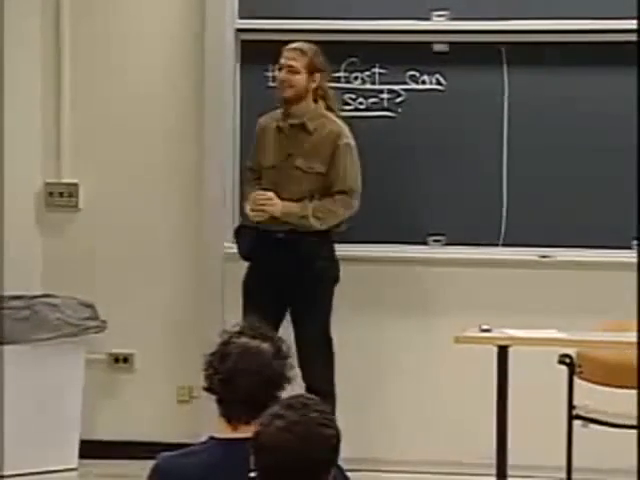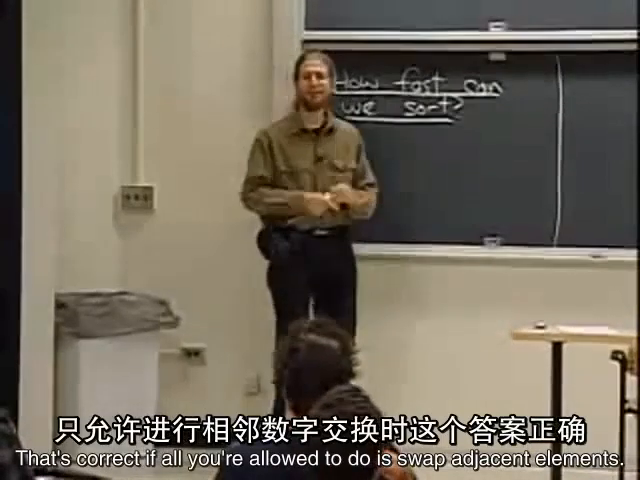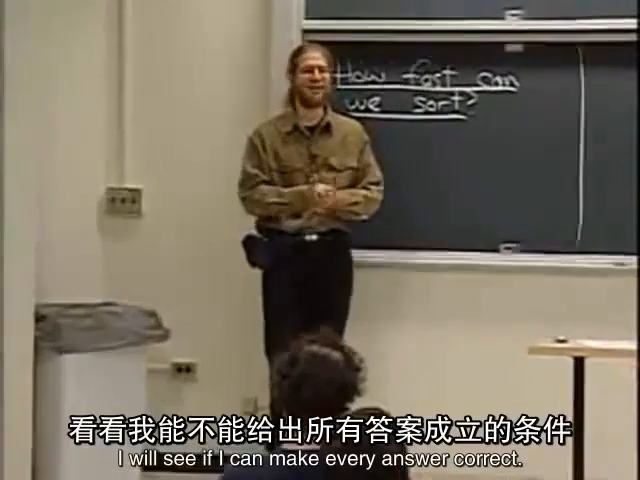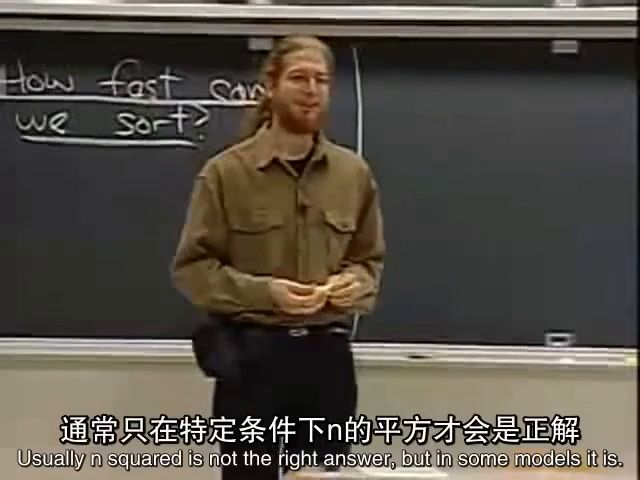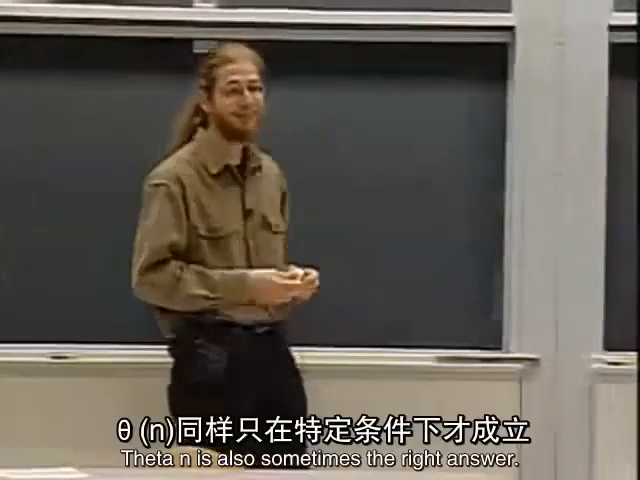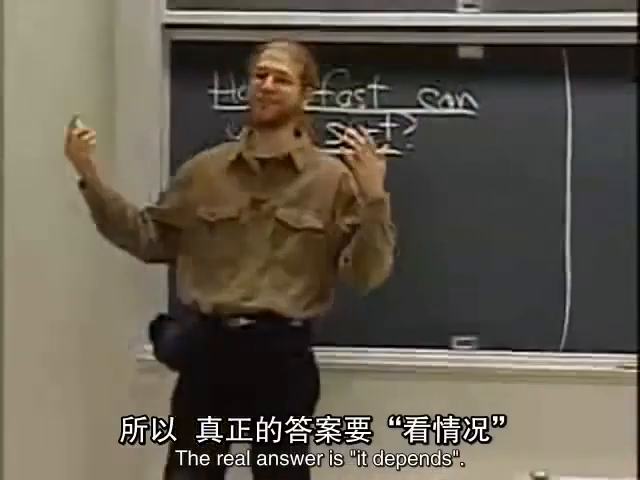That's often correct. Any other suggestions? N squared. That's correct if all you're allowed to do is swap adjacent elements. Okay, good. That was close. Let's see if I can make every answer correct. But usually n squared is not the right answer. But in some models it is. Yeah. Theta n is also sometimes the right answer. So the real answer is it depends.